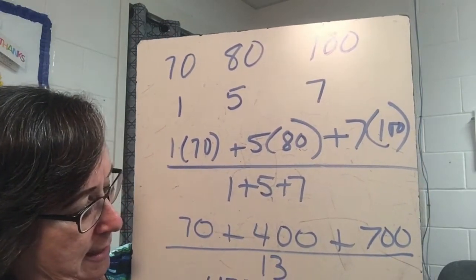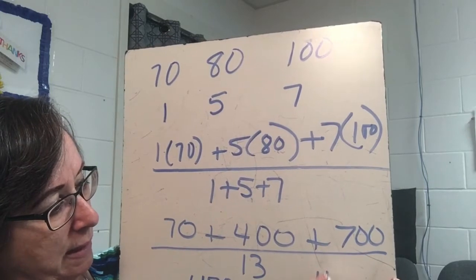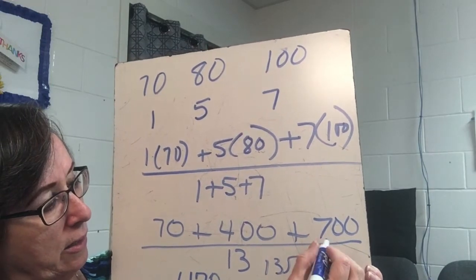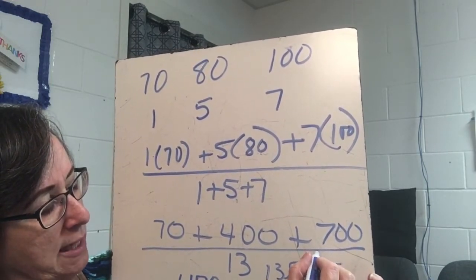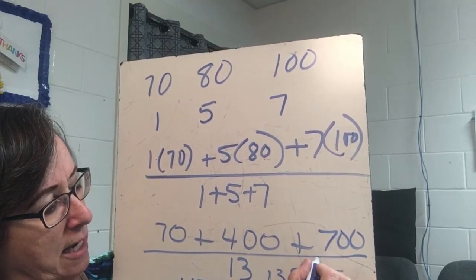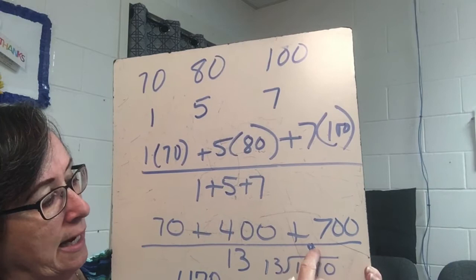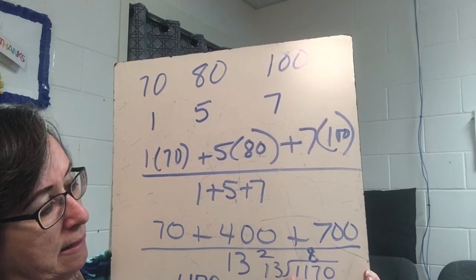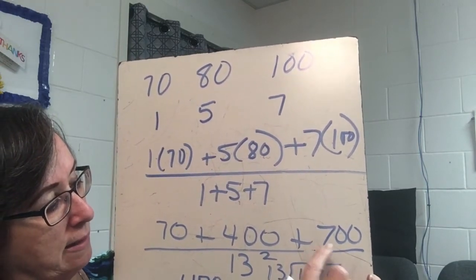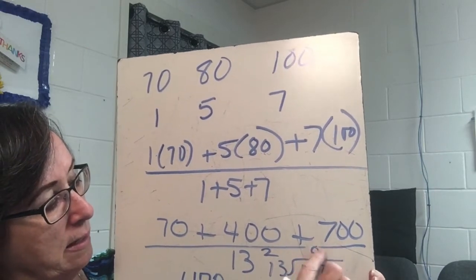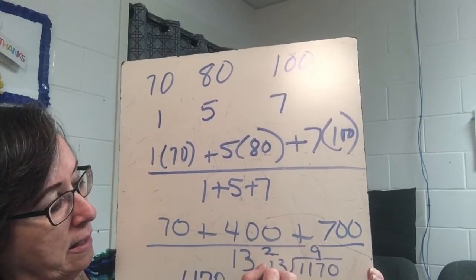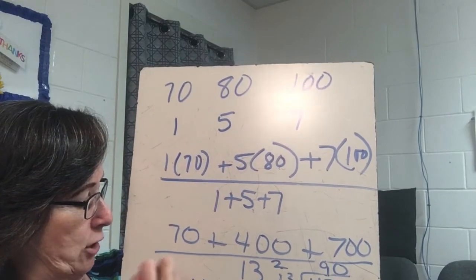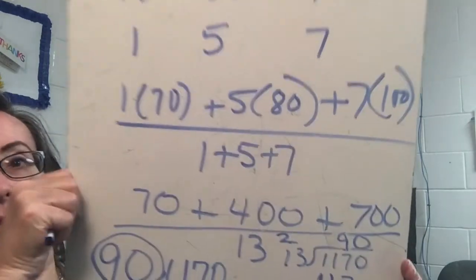Divided by 13. Okay, so let's see what that equals. Let's say maybe 7, 8. Let's try 8. 8 times 3 is 24. 8, 9, 10. Ah, it goes one more time, doesn't it? It goes exactly 9 times. 9 times 3 is 27. 9, 10, 11. And then 90. So 90 average, because I already divided by the 13.